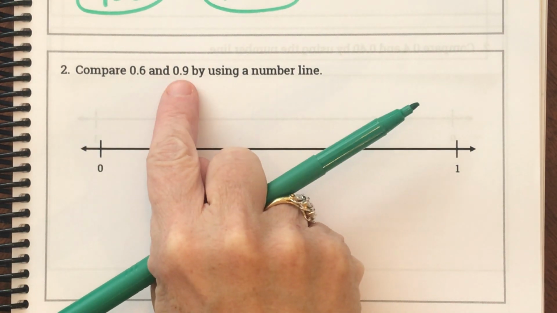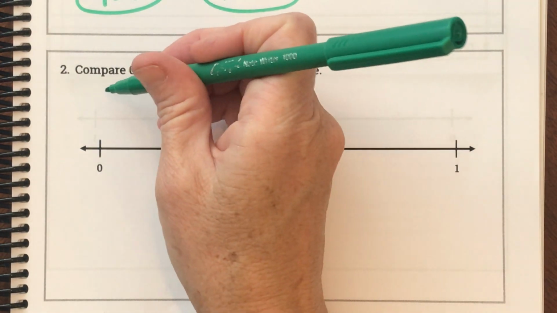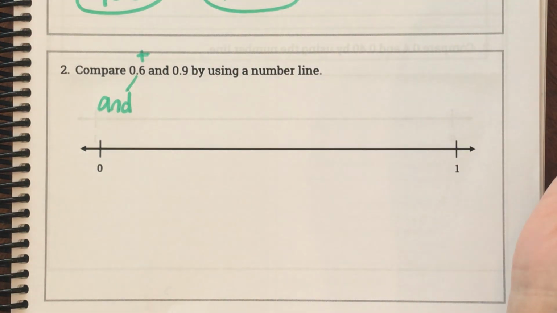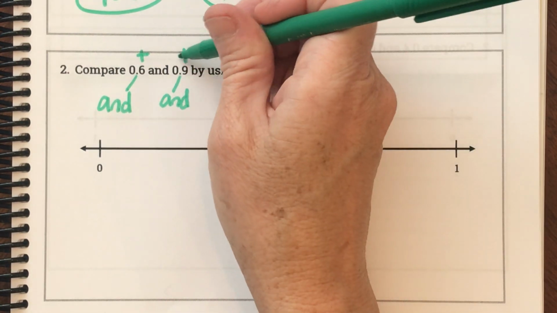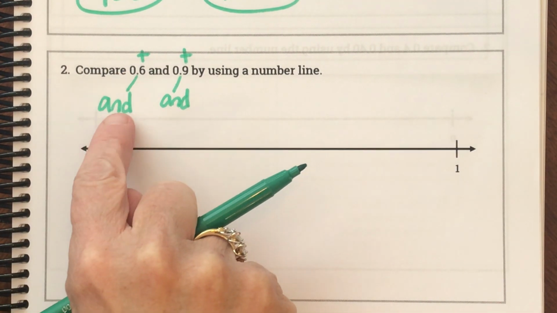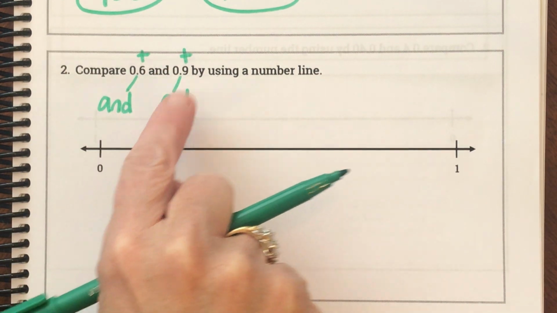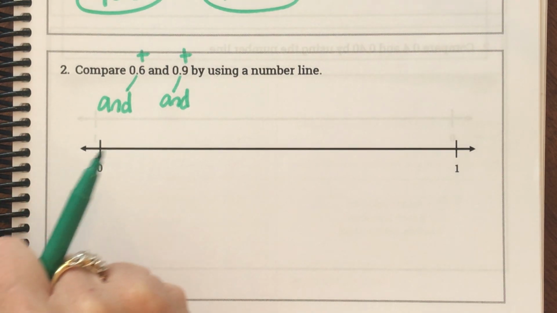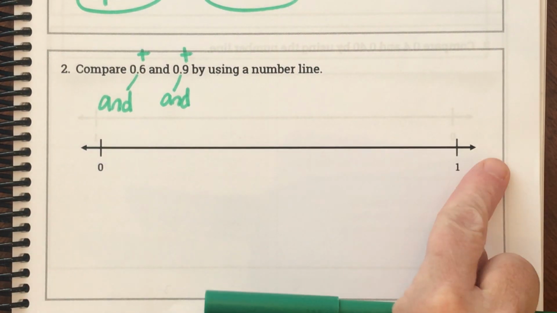Compare this and this by using a number line. Okay, well, what are these? That's and put your mark there. This is and put your mark there. Okay, so how do we say these? Compare 0 and 6/10 and 0 and 9/10 by using a number line. Okay, so since we heard tenths, let's partition this into tenths.